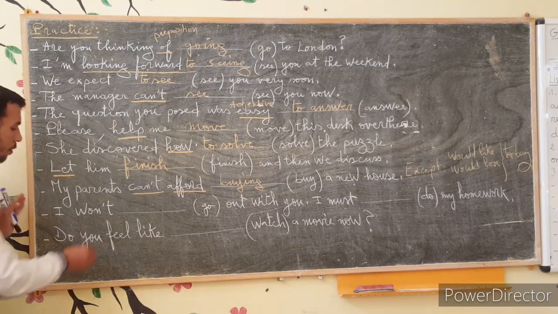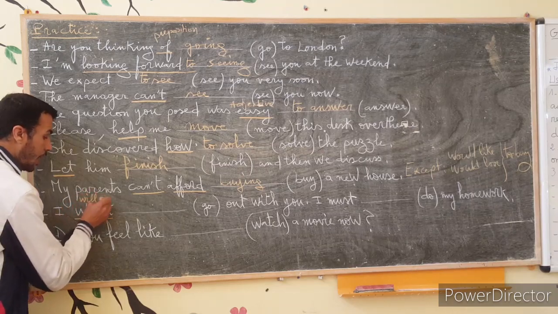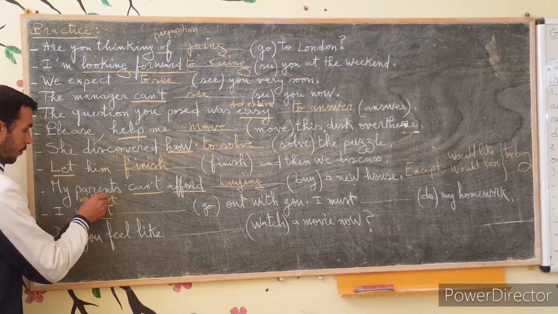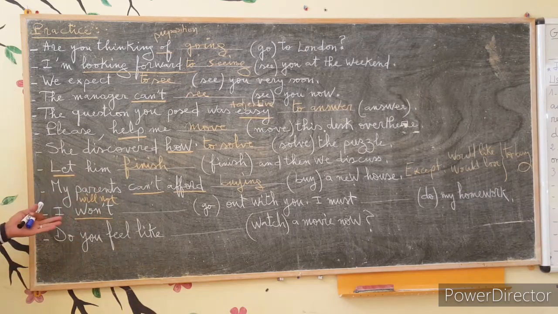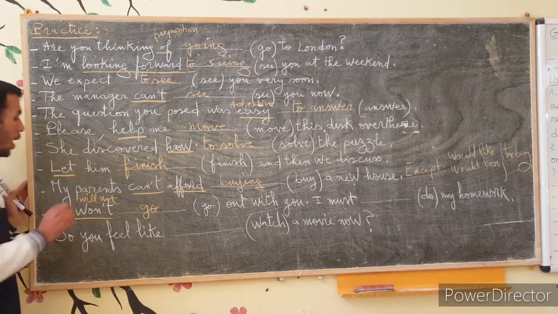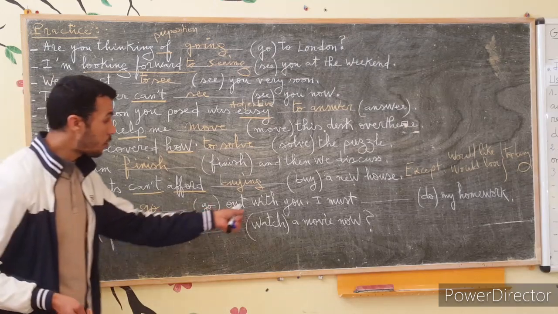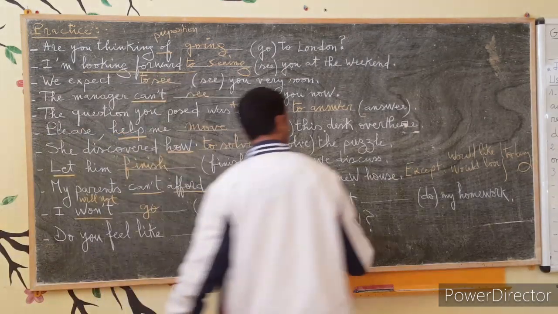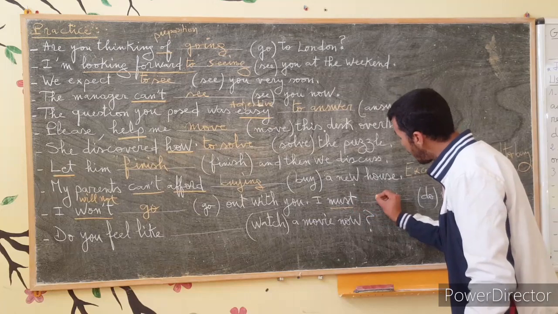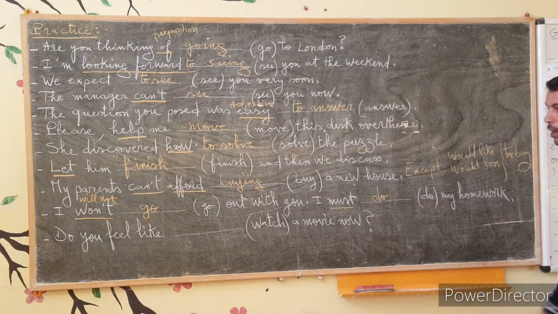I want. What is want? Want is will not. So what is it? It's a modal verb. And modal verbs must be followed by the verb infinitive. I will not go or I won't go. The last, I won't go out with you. I must. Modal. So, verb infinitive, do my homework.